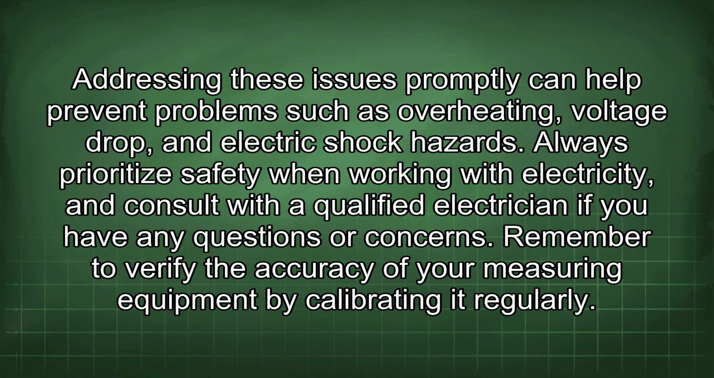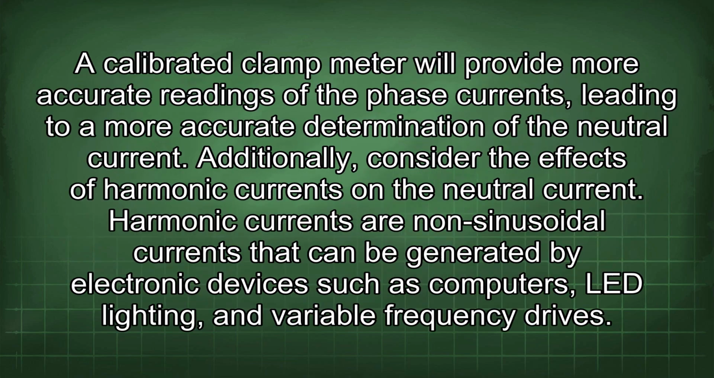Remember to verify the accuracy of your measuring equipment by calibrating it regularly. A calibrated clamp meter will provide more accurate readings of the phase currents, leading to a more accurate determination of the neutral current. Additionally, consider the effects of harmonic currents on the neutral current.